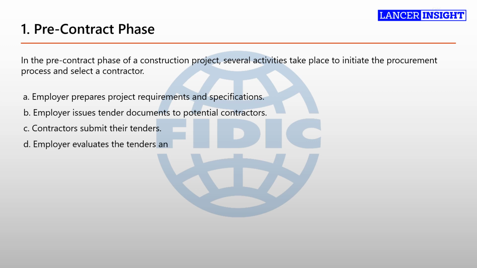D. Employer evaluates the tenders and selects a contractor. The employer evaluates the received tenders based on predetermined evaluation criteria, which may include factors such as technical competence, experience, financial stability, proposed methodology, pricing, and compliance with the tender requirements. The evaluation process is typically carried out by a tender evaluation committee or a team appointed by the employer. The committee reviews and scores each tender against the established criteria to determine the most suitable contractor for the project.